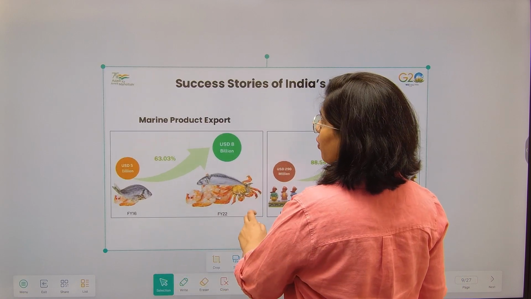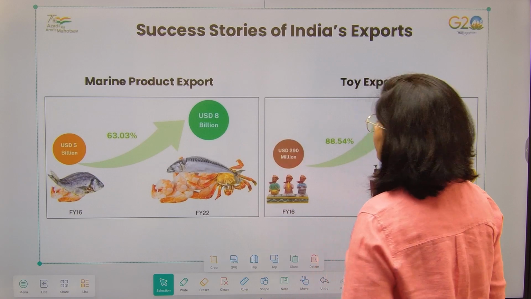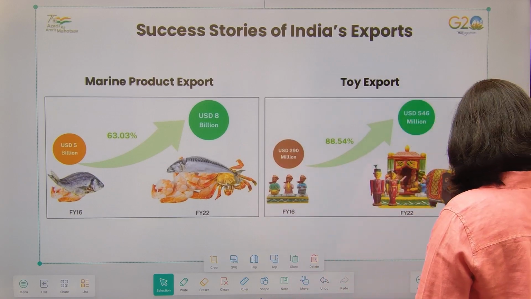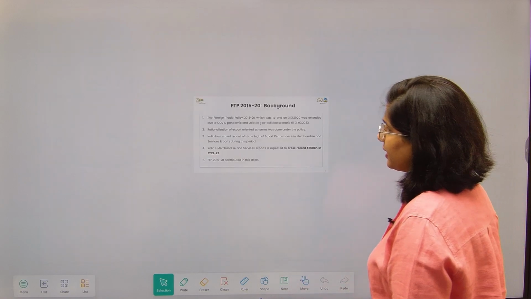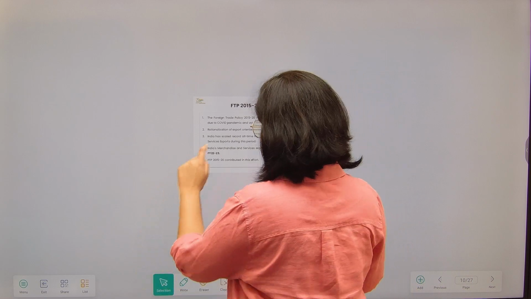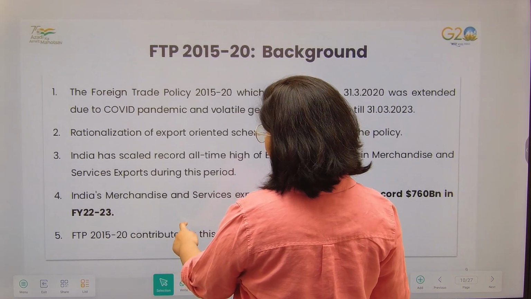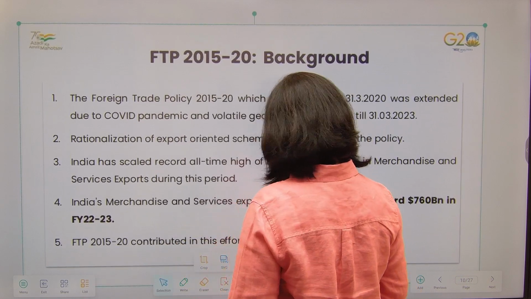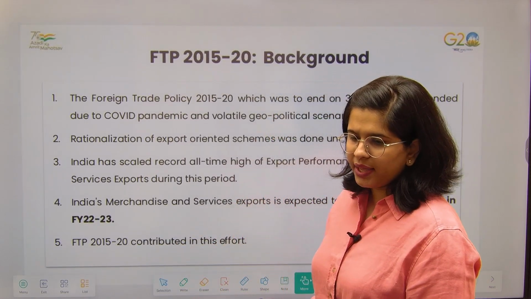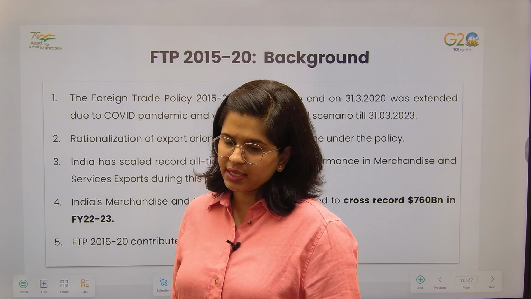Marine products export 63%, toy export 88.54%. Like these data items are there. Now we'll be talking about a little bit of background of FTP 2015-20. Now there is not much to discuss about. What we have already brought in, all those things are there.